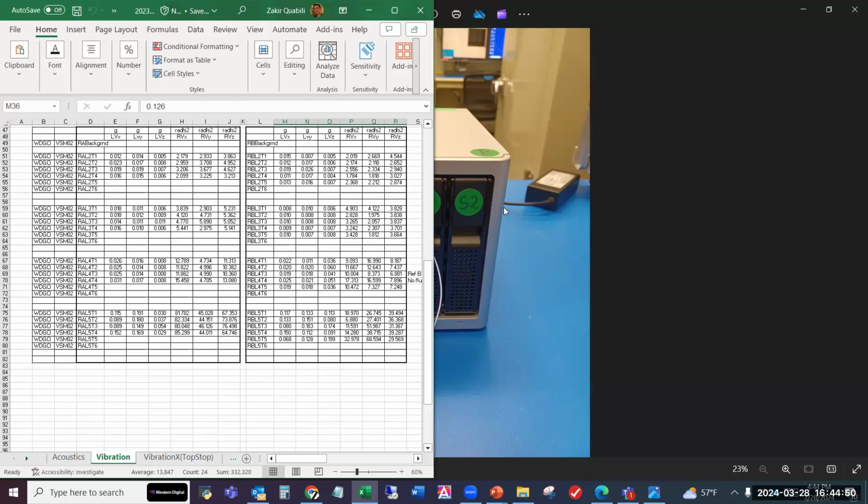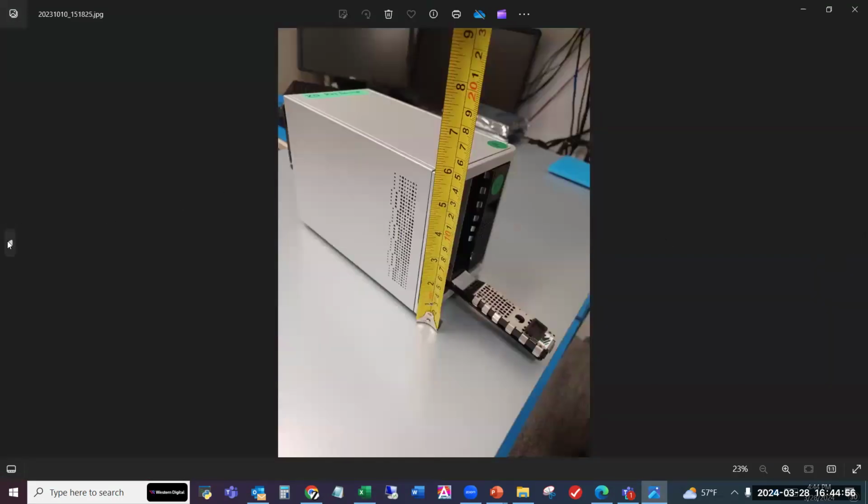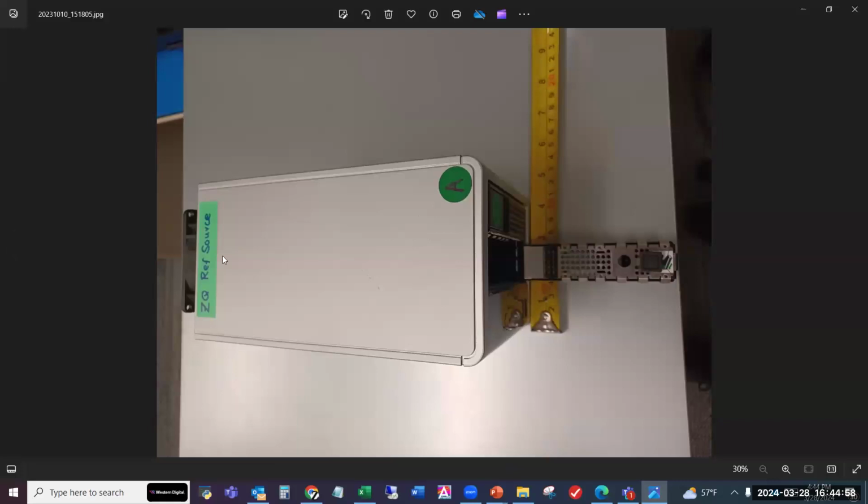Zakir, do you have a name for this just so we can reference it in the future? I just call it a reference box. Okay. Yeah, reference. It's the MyBook Pro, I noticed. Is that what it is? The MyBook Pro. The reference source, yeah. Okay. It's the ZQ reference source. Excellent.